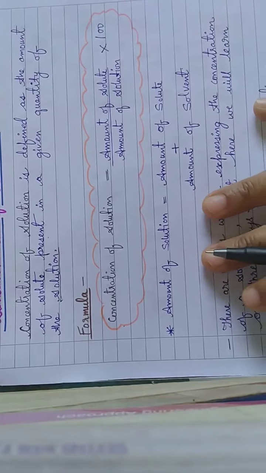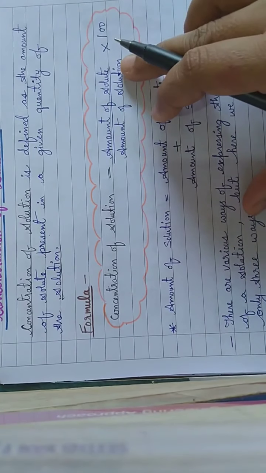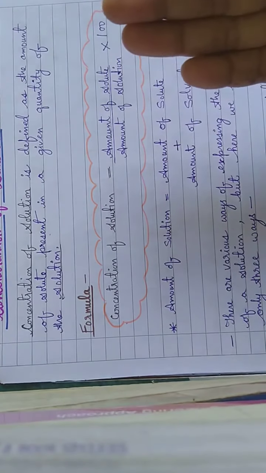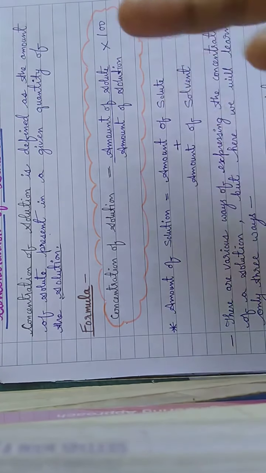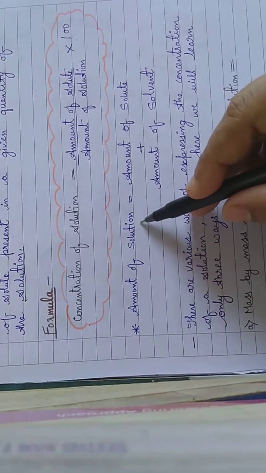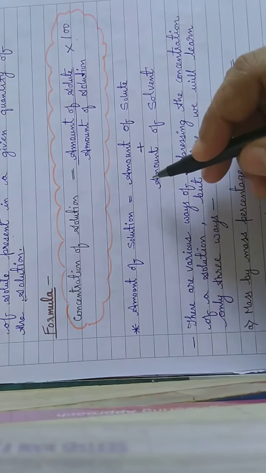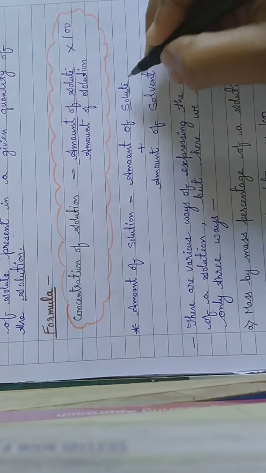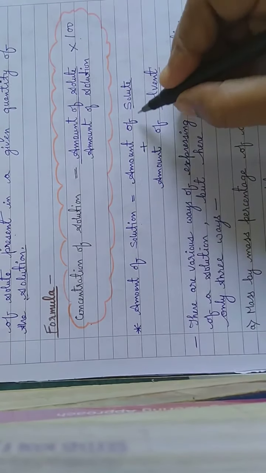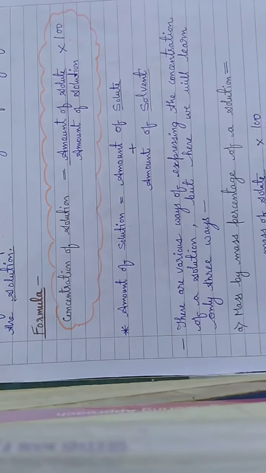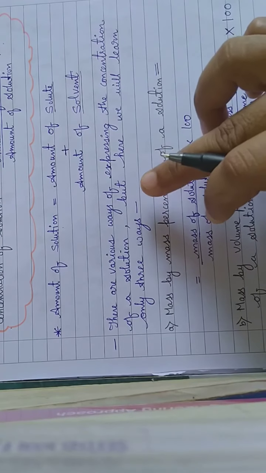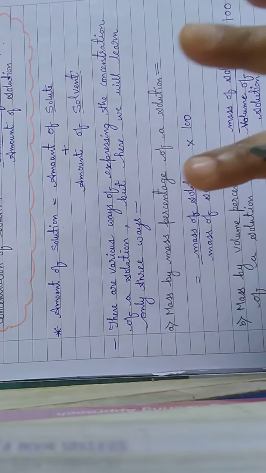Fine. Now what can be the formula for it? The formula is amount of solute divided by amount of solution. As I have told, if it is asked in percentage form, we multiply by 100. Now as you know, a solution is made up of solute and solvent. So if you have to calculate the amount of solution, it will be amount of solute plus amount of solvent. There are various ways of expressing the concentration of a solution, but here we will learn only three ways.